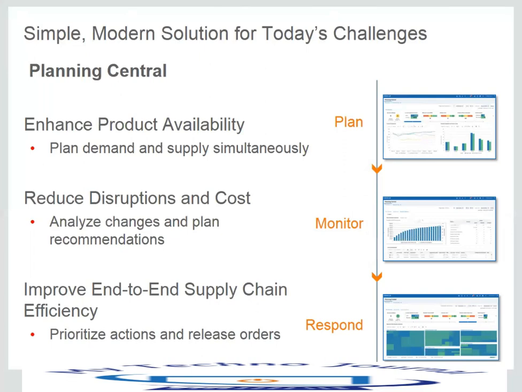So once you're fine with whatever solutions have been given, after doing the changes to supplies or demand if required, or otherwise you can directly go ahead and respond to that particular supply suggested by them. So this also includes enhancing product availability. As I said, it reduces the disruptions and the cost, and it also improves the end-to-end supply chain efficiency.